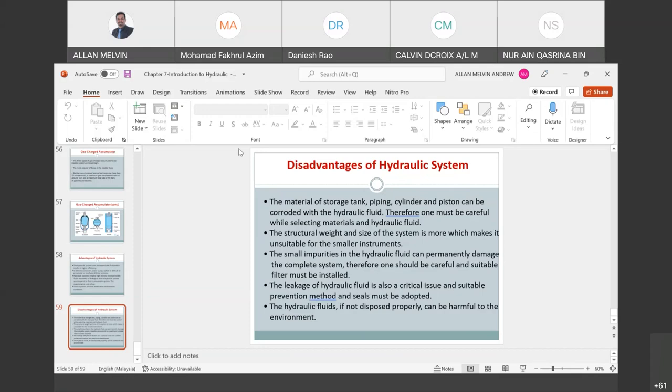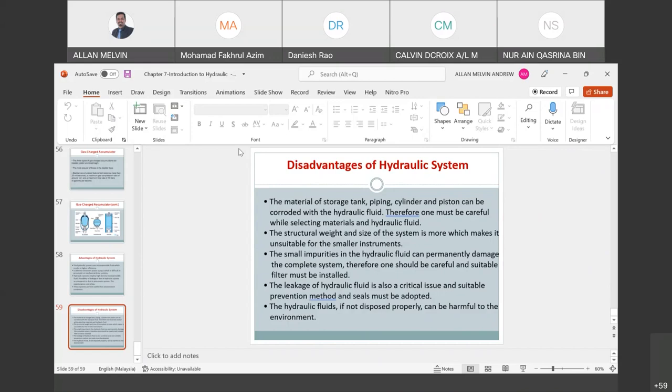Yeah. As you saw in the first part of chapter 7, the car steering is actually using a hydraulic system. Hydraulic brakes. So all are using hydraulics in the car. That's why you use less effort to turn. So that's a power steering concept, which was not available in the older cars.